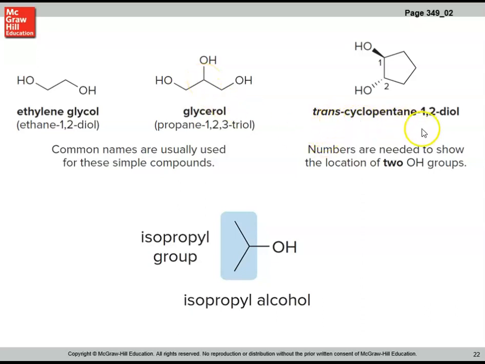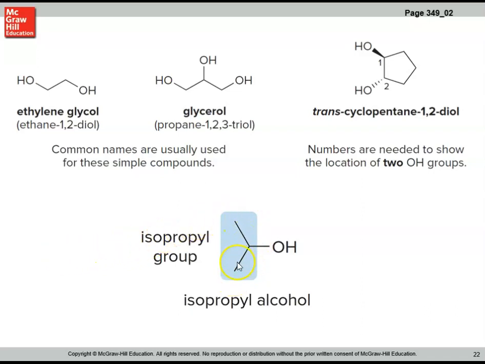And here's an example that we can have differences, obviously, on our cyclic structures, the cis or the trans. Need to make sure that we're keeping track of that on cyclic compounds. So just some more naming that should be review.